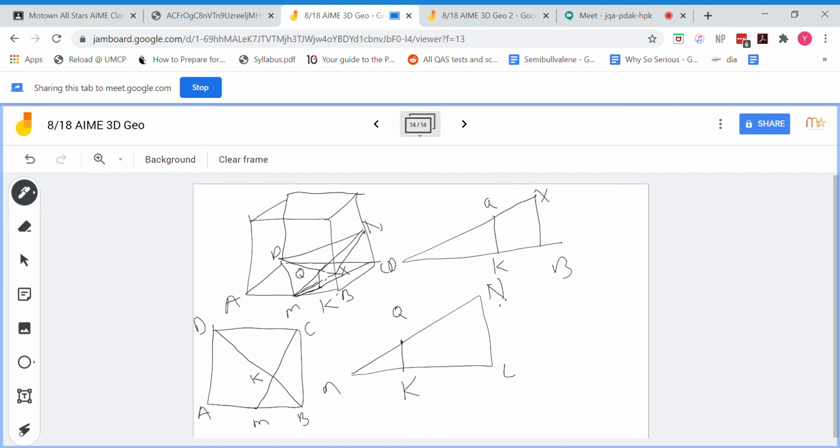So we know a lot of things here, first off. We can figure out pretty easily the location of DK simply because this is 1, half, half, 1, and 1. And so triangle DKC and triangle MKB are similar.